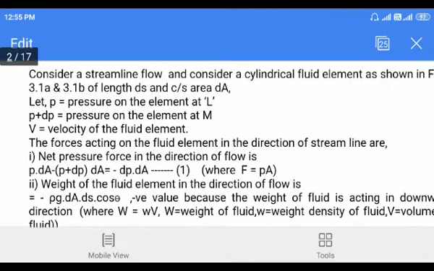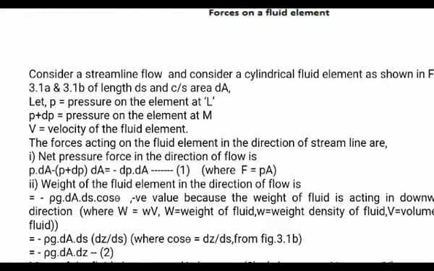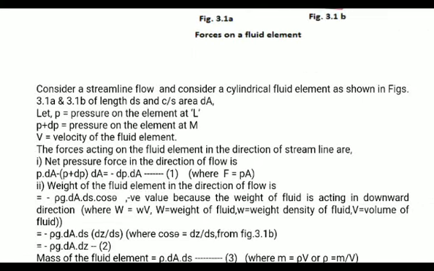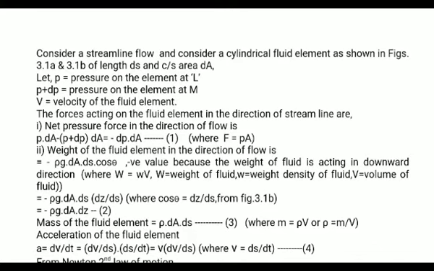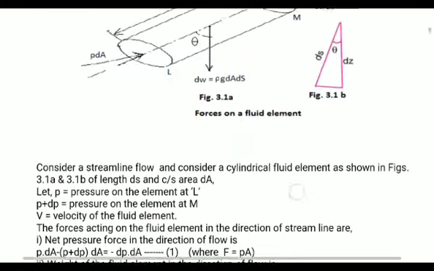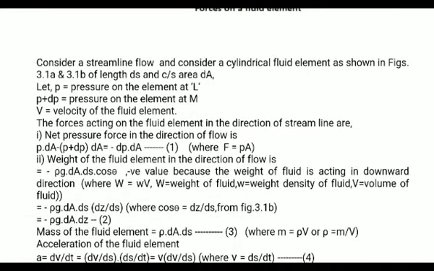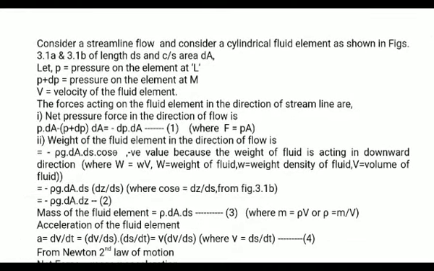Considering the streamline flow, consider a cylindrical fluid element as shown in figure 3.1a and 3.1b, with length ds and cross sectional area dA. Let P be the pressure on the element at L, and P plus dP the pressure on the element at M. You can see the notation L and M here. V is the velocity of the fluid element.